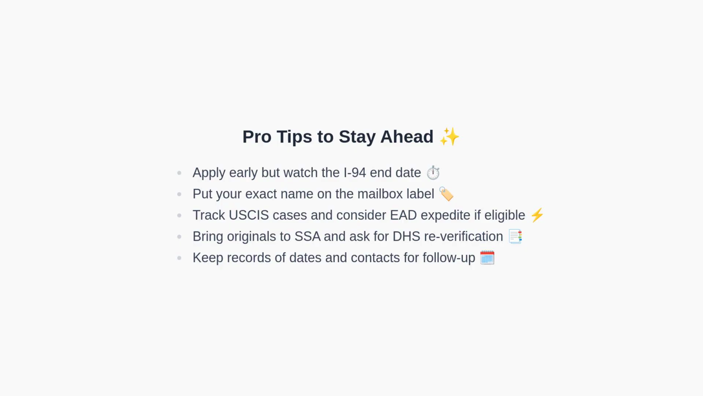Here are key tips. Apply early and monitor your I-94 expiration. Ensure your exact application name is on the mailbox. Track USCIS cases closely and consider an EAD expedite if your situation meets the criteria. Bring original documents to SSA and explicitly ask for DHS re-verification. Keep detailed records of all dates and contacts.